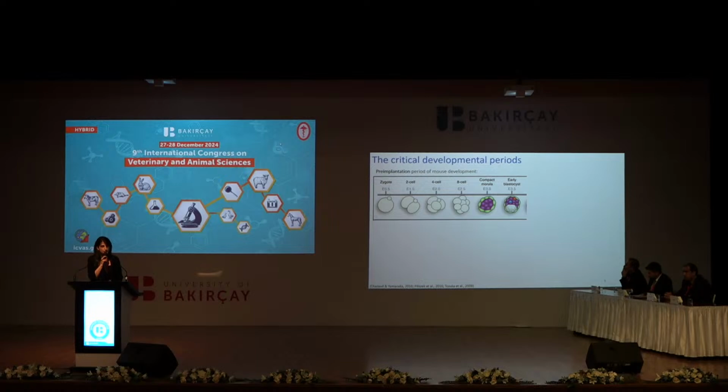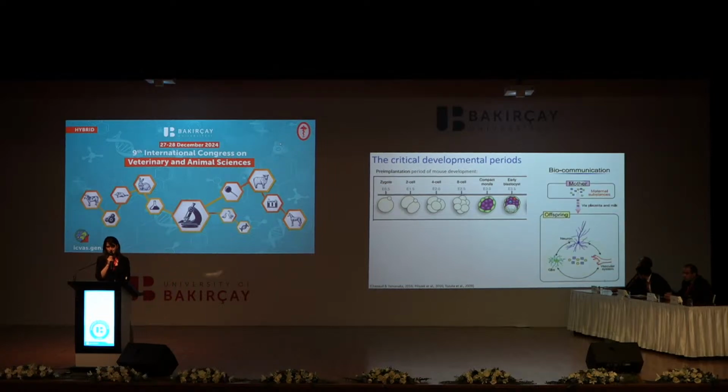So we chose two periods. The first one is the pre-implantation period, which is the first 3.5 days of the mouse pregnancy. It starts with zygote formation and goes to blastocyst formation. It's really important because cell fate decisions are actually happening during that stage. And we know there is no direct link between moms and offspring, but somehow the embryo can sense the altered environment and react to it.